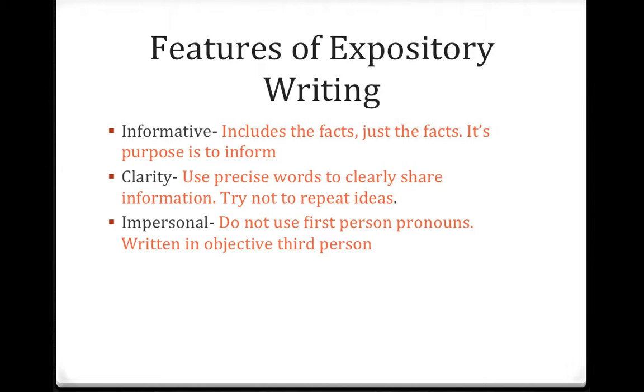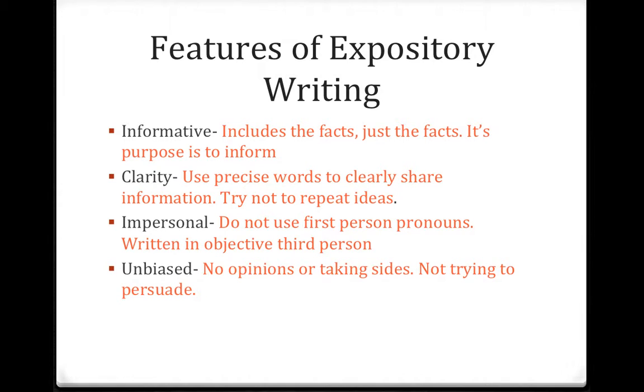It's also impersonal, so you are going to be writing in an objective third-person point of view. You will not be writing in first person, so you do not need to use first-person pronouns. You won't be using words such as I or you or we. Instead, you will simply be telling what happened. Lastly, it is unbiased, meaning that there's no opinions or taking sides. You're not trying to persuade anyone of anything or make an argument. You are just stating the facts and explaining what happened.